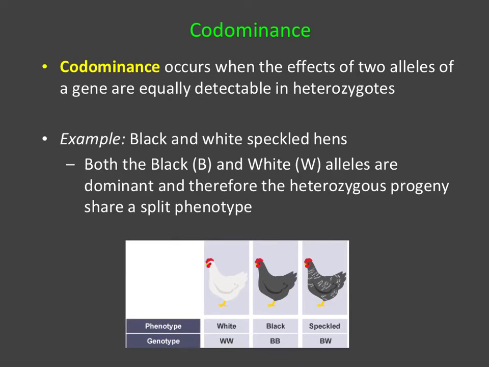Okay, so then there's codominance. The phenotype might look kind of similar to incomplete dominance. But with codominance, there's no such thing as a recessive. In this case, both alleles are going to present in the phenotype.